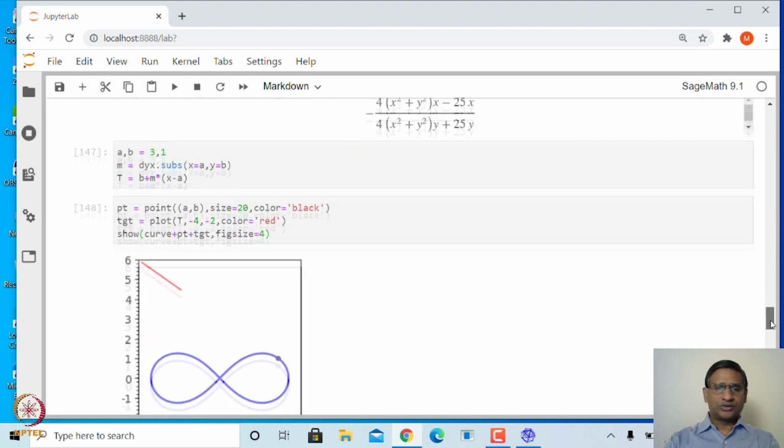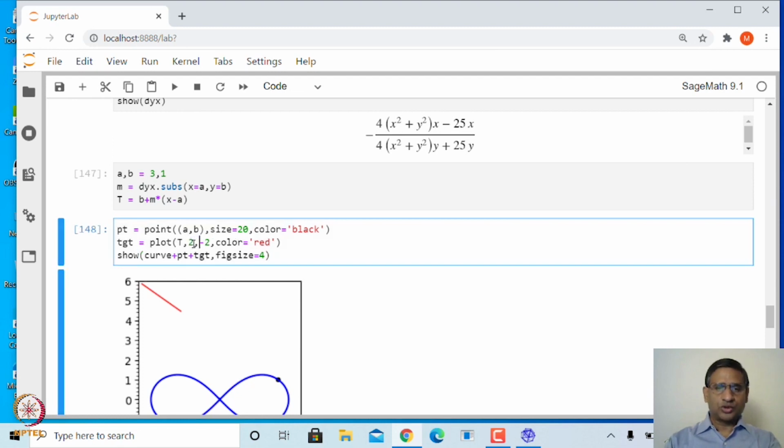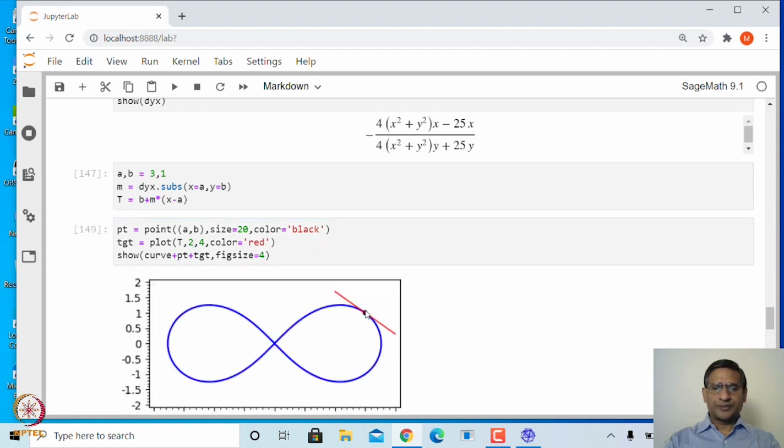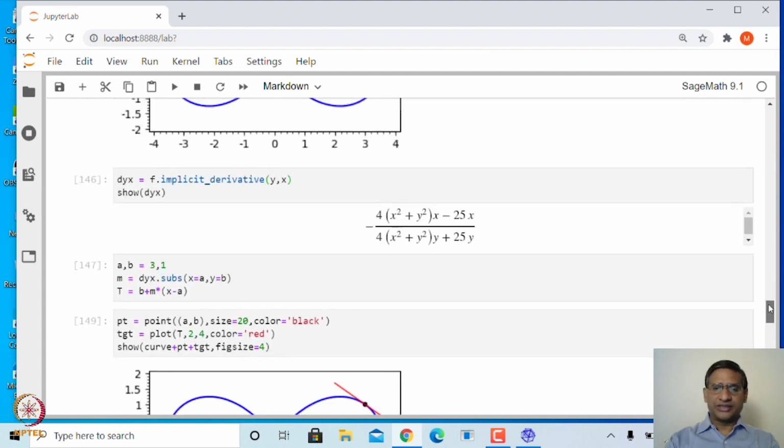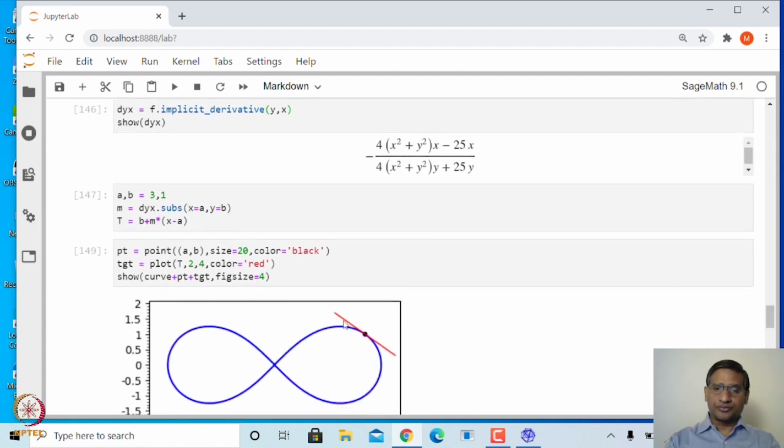So now you can see here, this is the point (3, 1), and this line which we plotted, the line with slope m, which is the derivative of the function at this point, is a tangent to this curve. So that is the geometric meaning of the implicit derivative: the derivative dy by dx at this point represents the slope of the tangent to this curve. Okay.